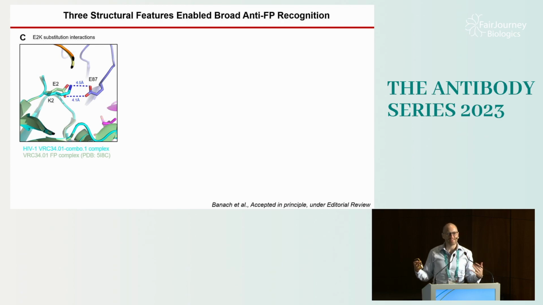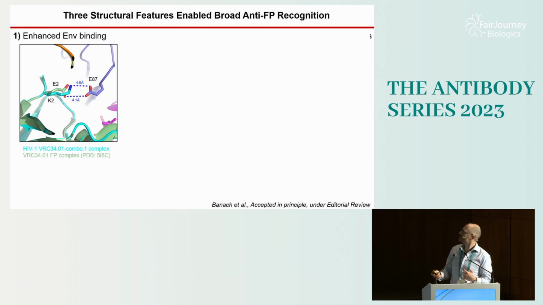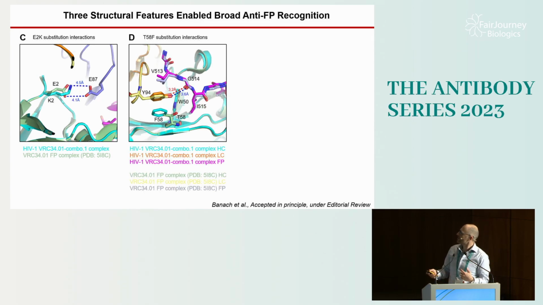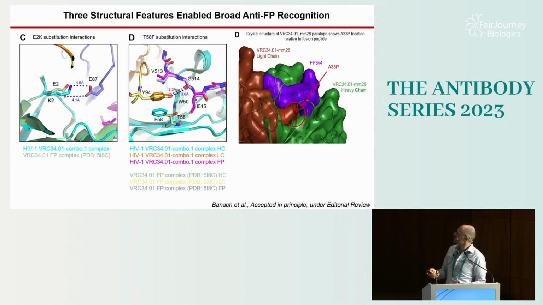We wouldn't have thought that one of the best mutations was going to come at the second residue of the heavy chain. And it actually forms kind of a second bridge with the E87 of the HIV trimer. There's a more traditional substitution that is interacting directly with the fusion peptide here, this G514 of the fusion peptide. And then the last was another really interesting one.